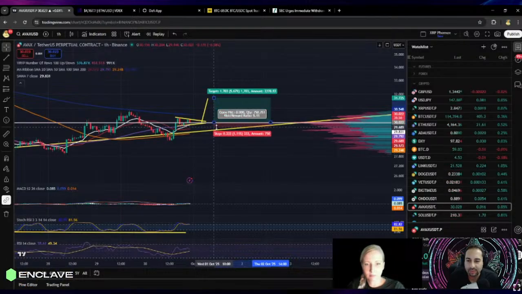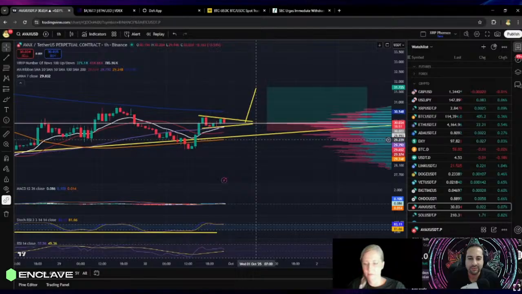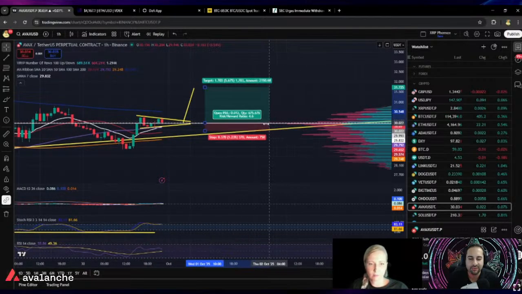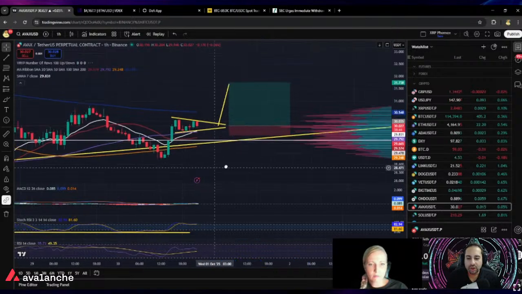You can put it below the 21-day moving average. So this big wick here. I'm going to zoom in so you guys can see it a lot better. Before we end the stream, we're going to give you a trade in AVAX. So we're going to go like this.